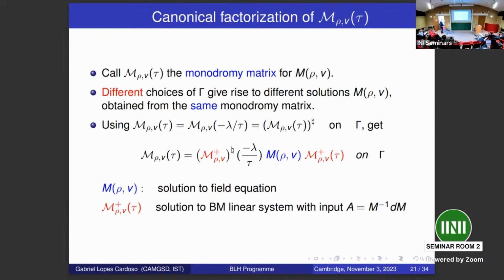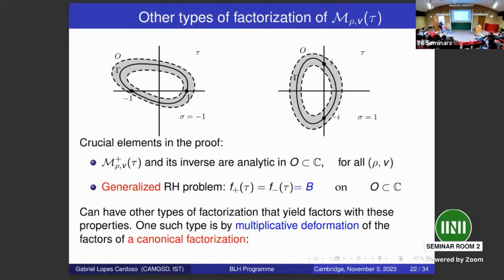Now, let's proceed. So this was about canonical factorization. Now you may wonder, what if I decide to go away from canonical factorization? Are there situations in which, by going away from canonical factorization, I still get a solution to the equation of motion? And the answer is yes.